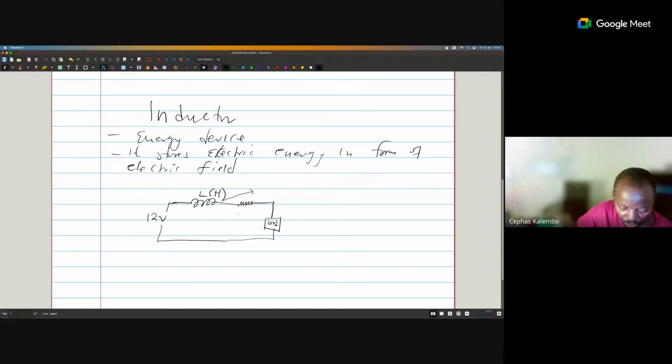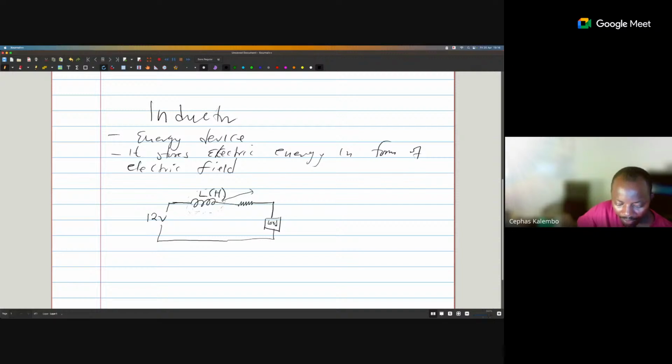in form of electric field. So around this coil, you are going to form an electric field around it. Now that particular electric field that will be formed around this coil would represent a storage of energy. Now, an inductor allows the flow of DC. It blocks AC, given that the current that's flowing here is DC. It resists the flow of AC.